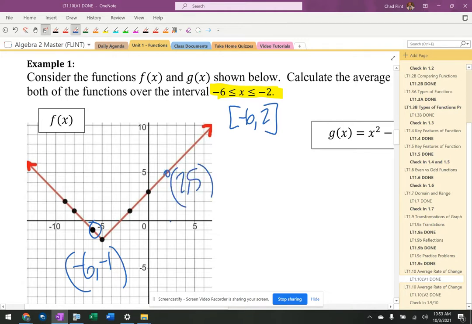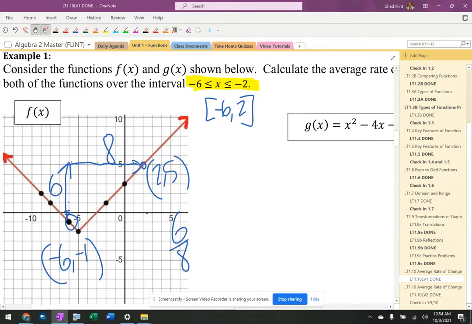If it's on a graph, I like to just count and draw my arrows in here. So it's going up 1, 2, 3, 4, 5, 6, up 6, and 1, 2, 3, 4, 5, 6, 7, 8 to the right. Okay, rise over run. So that slope is going to be 6 over 8. Up is positive, right is positive.